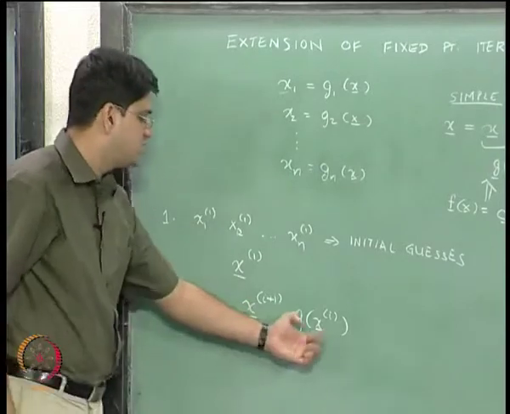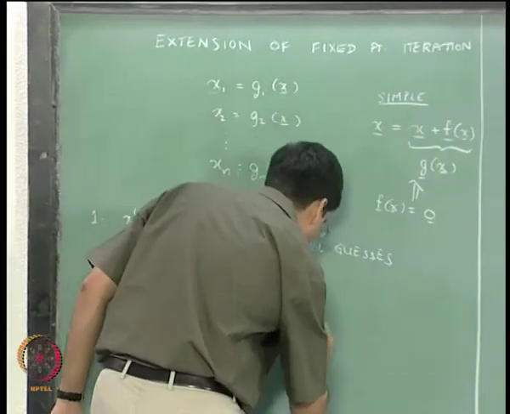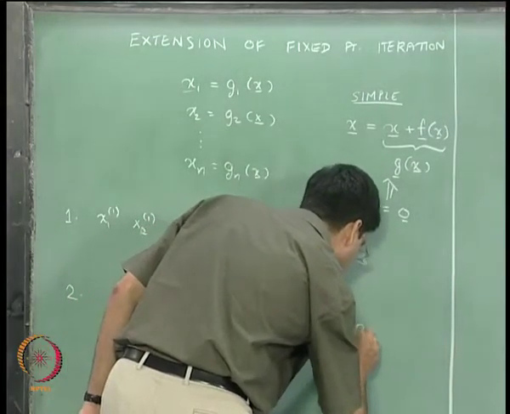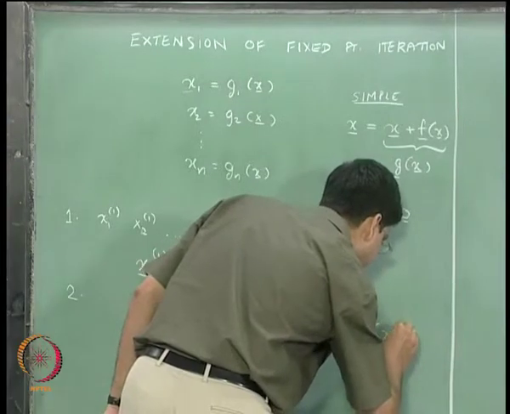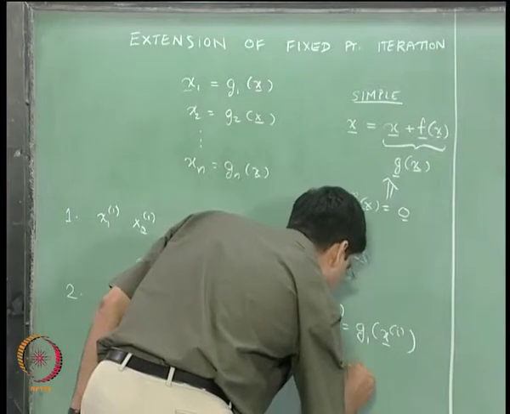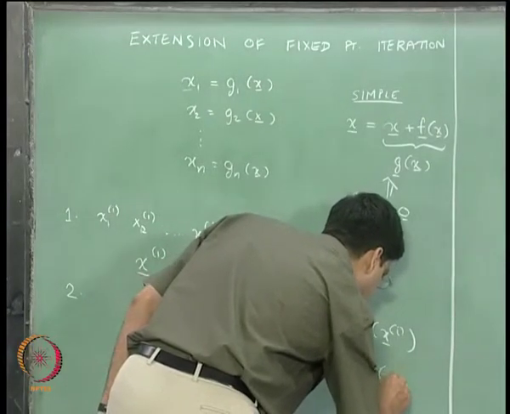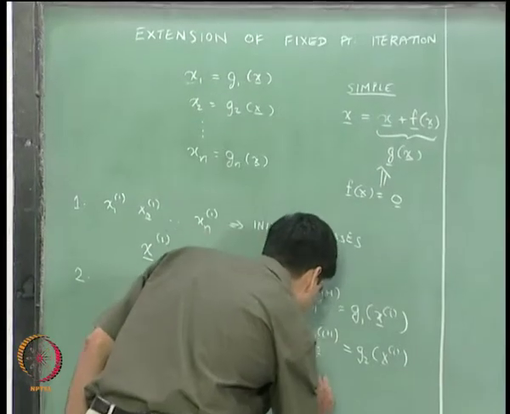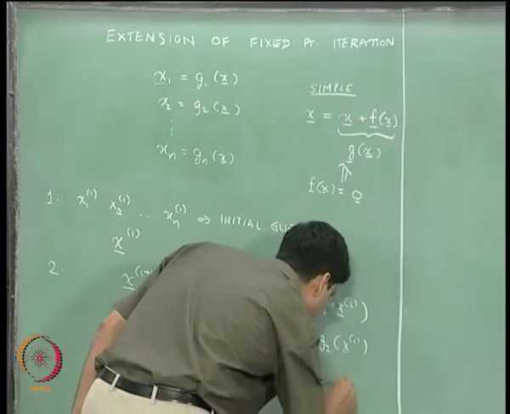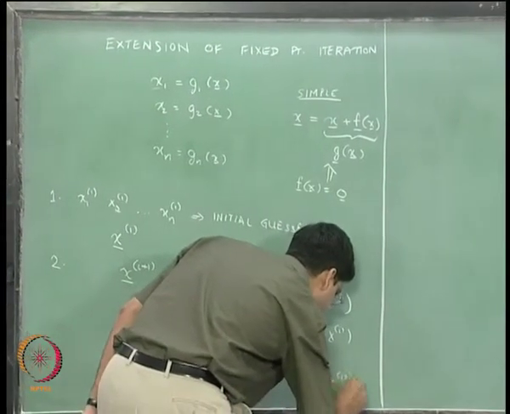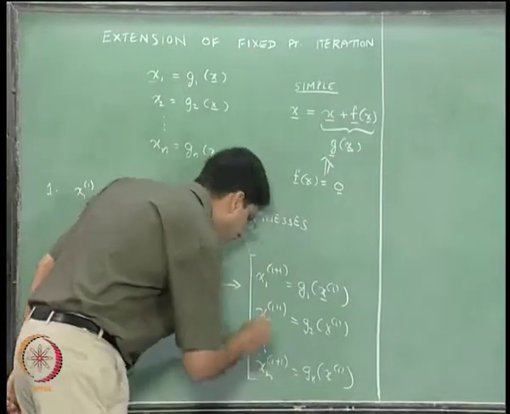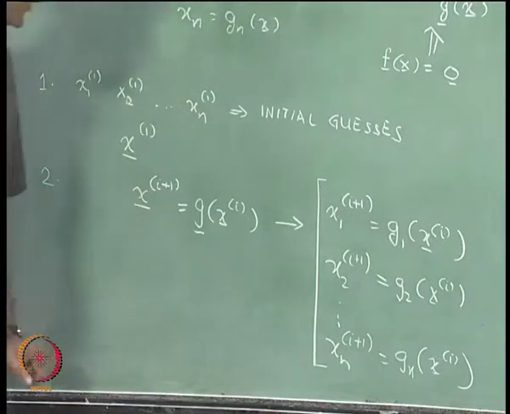Okay, what this essentially means is x1 of i+1 is going to be equal to g1 of x bar i, x2 of i+1 is going to be equal to g2 of x bar i, and so on up to xn of i+1 equal to gn of x bar i. Okay, and this is what we really mean by this particular expression.